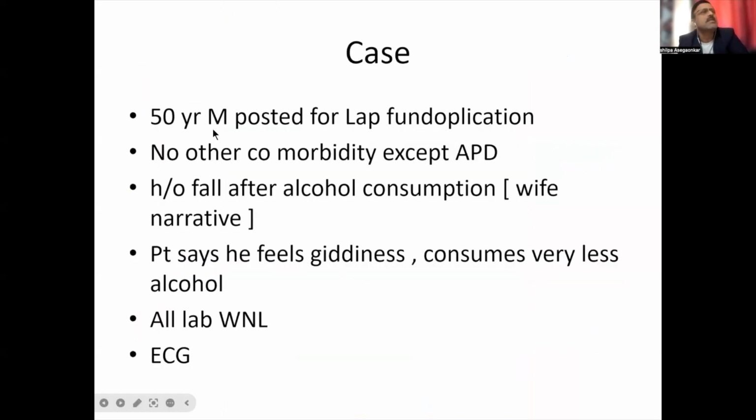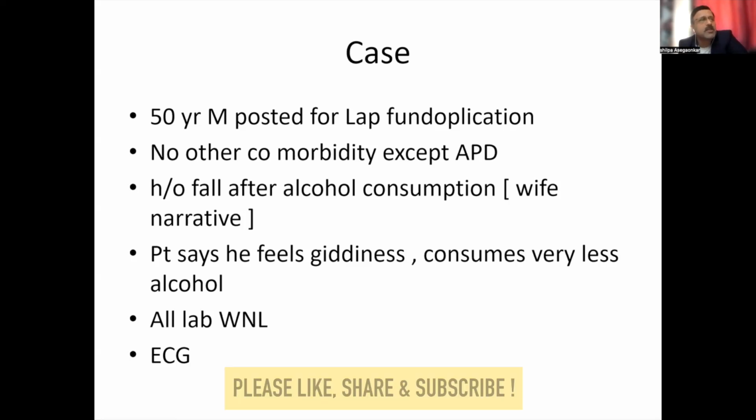Now, this is the last case. A 50-year-old male posted for lap fundoplication. No other comorbidity except acid peptic disease. But his wife narrated that he drinks alcohol and usually falls down. When I inquired, the patient said he feels intermittent giddiness. Even though he consumes very little alcohol, he still falls down many times, and even without alcohol there is a history of giddiness. All labs were within normal limits.